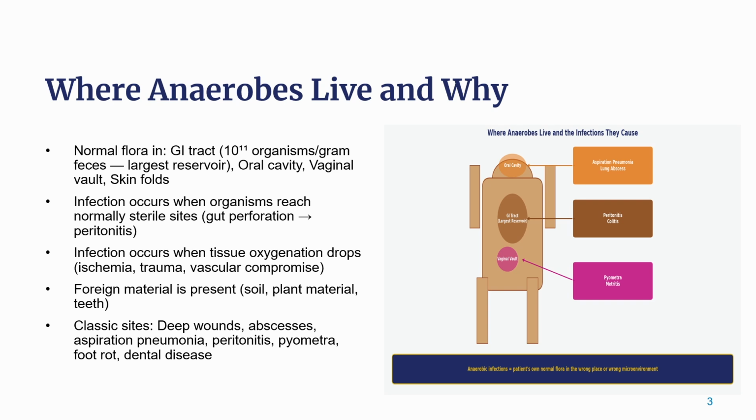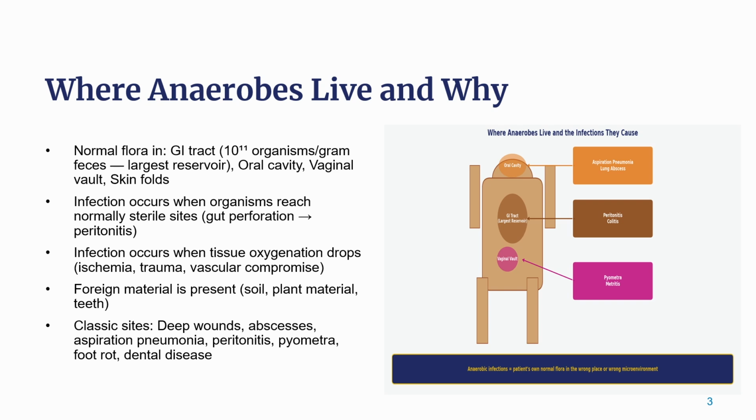The paradox of anaerobic disease. The organisms that cause it are almost always already in or on the animal. They're normal residents of the gut, the mouth, and the reproductive tract. They cause disease when they get somewhere they don't belong or when the local tissue environment shifts in their favor.